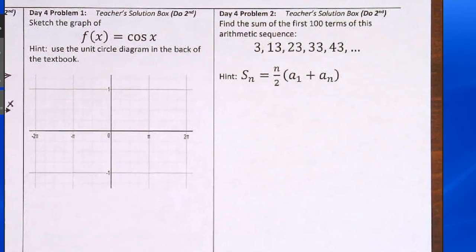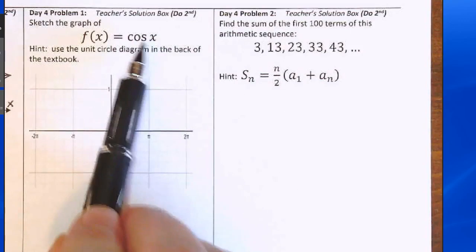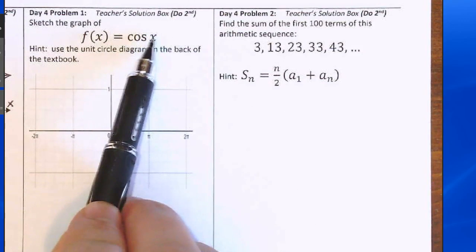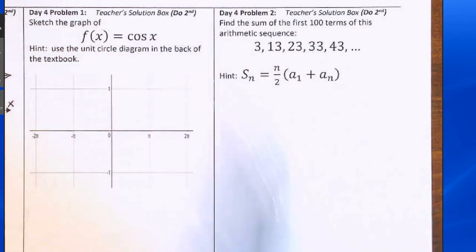Here's a solution for day 4, problem 1. Sketch the graph of f of x equals the cosine of x, and hint, use the unit circle diagram. By using the unit circle, we can find values of cosine for different angles without having to use a calculator to give us those values.